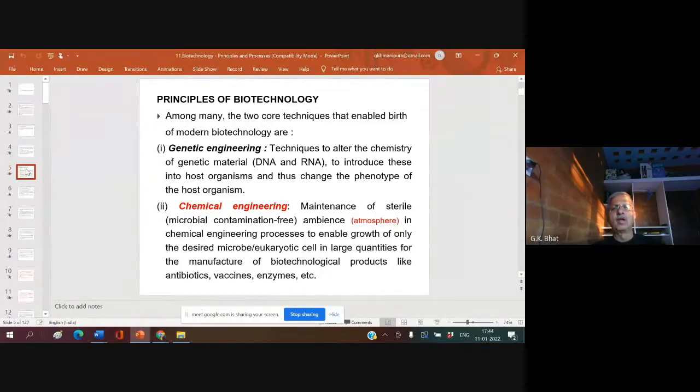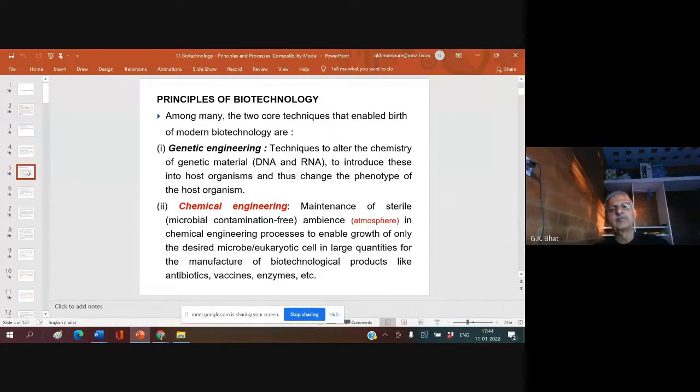Among many, the two core techniques that enabled the birth of modern biotechnology are: one, genetic engineering; two, chemical engineering. As you can deduce, genetic engineering involves techniques to alter the chemistry of genetic material. Genetic material is the DNA and RNA. So genetic engineering involves techniques which alter the chemistry of genetic material to introduce it into a host organism and thus change the phenotype of the host organism.